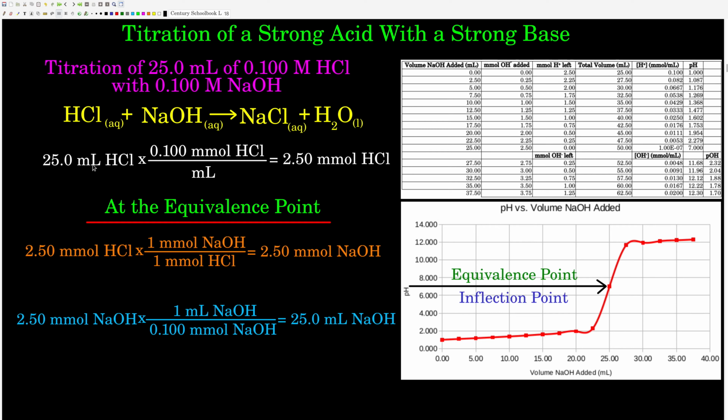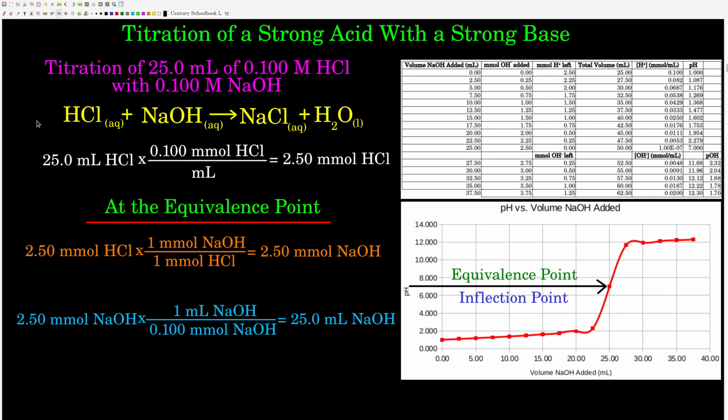So I'm going to first calculate millimoles of hydrochloric. All I have to do is take the volume in milliliters, which is what we almost always use in chemistry, times the molarity, just thinking about it as millimoles per milliliter. Milliliters cancel. And so we see that we start out with 2.50 millimoles of hydrochloric acid. Now, the equivalence point is the point at which you have added exactly the same number of moles of base as you have acid to start with, which means you've added 2.50 millimoles of base.